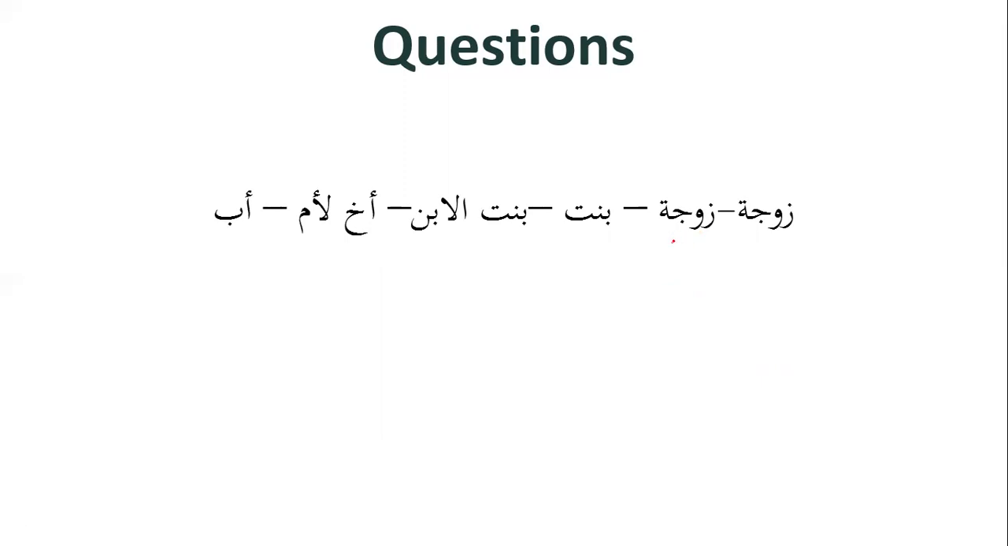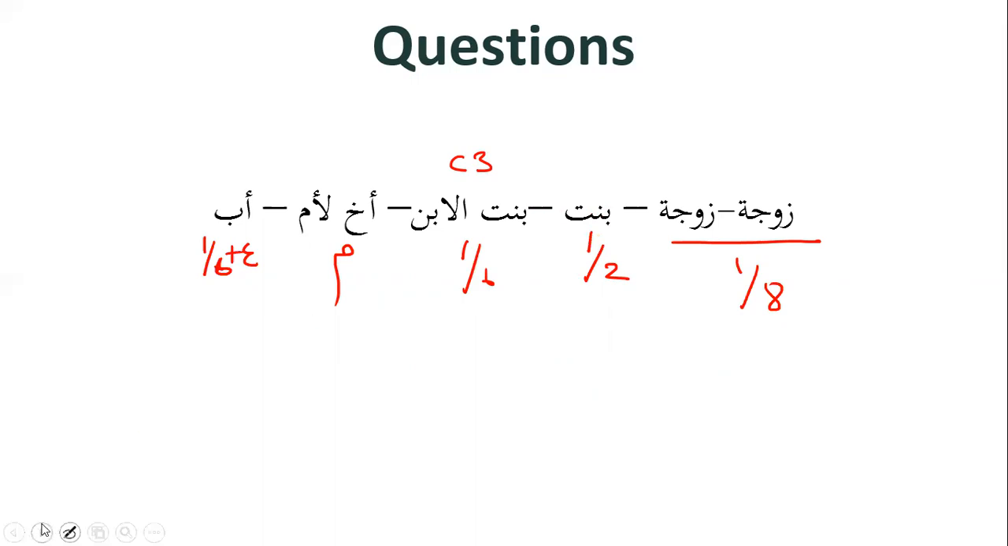In this question, zawja will receive 1/8. Ab will receive 1/6 plus asaba. Akhli ummin will be mahjub. Bint will receive a half. And bintul ibn 1/6, according to condition number 3, when 1 bint is present and obviously the ibn and ibn al-ibn are absent.